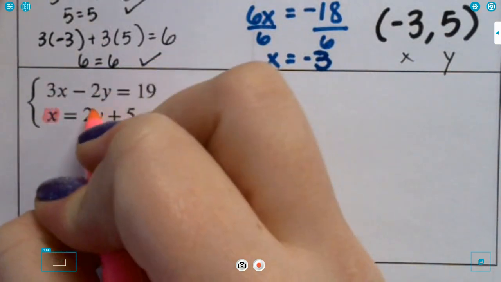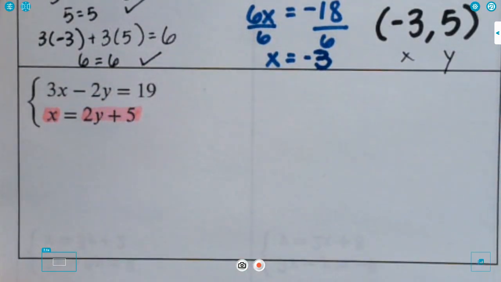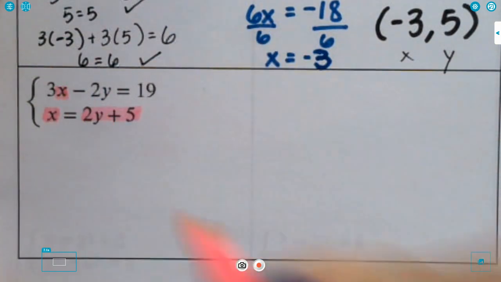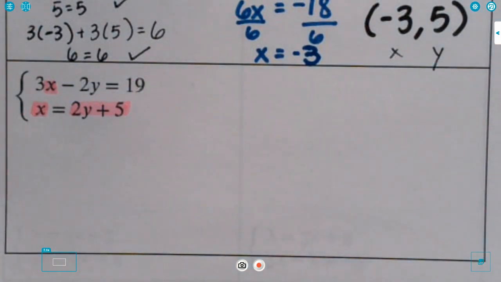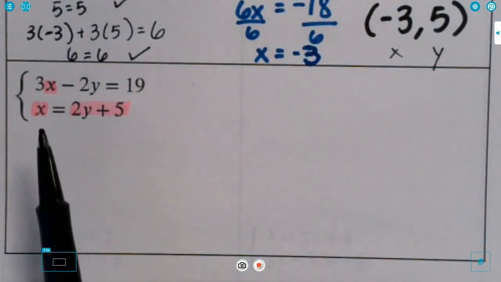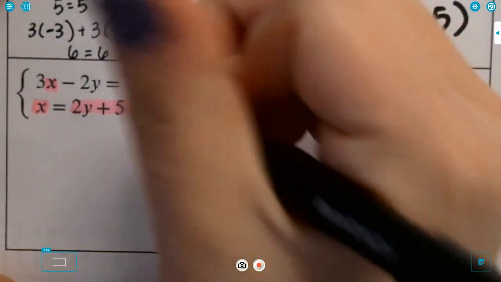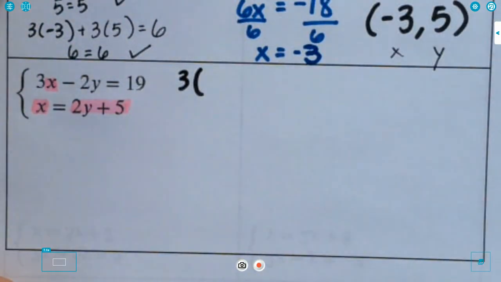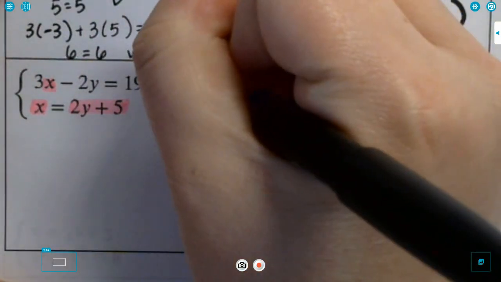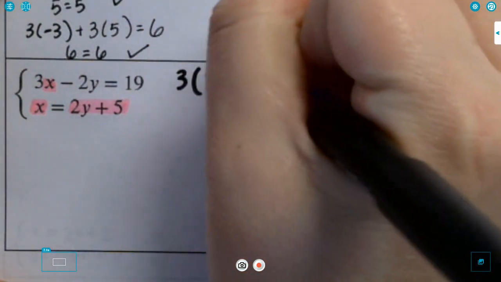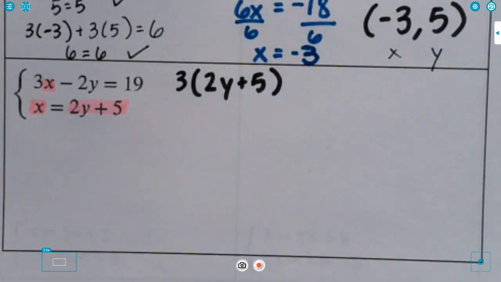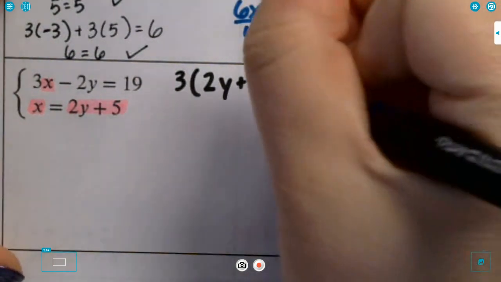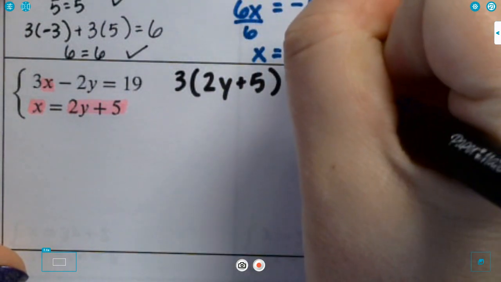So since this is x equals 2y plus 5, we can plug that into our other equation for x. You can only plug it in for the letter it's equal to. So since it's x equals 2y plus 5, we can plug that in for x. So we're going to do 3 times 2y plus 5, because we are substituting in the 2y plus 5 for the x. Minus 2y equals 19.